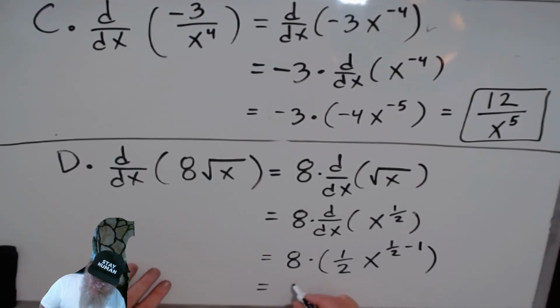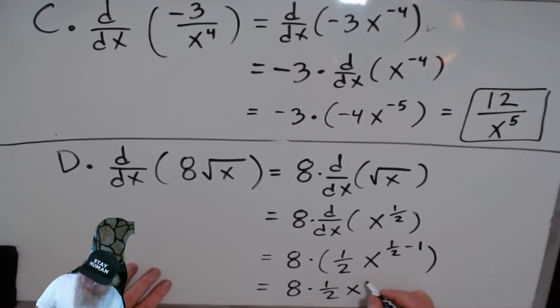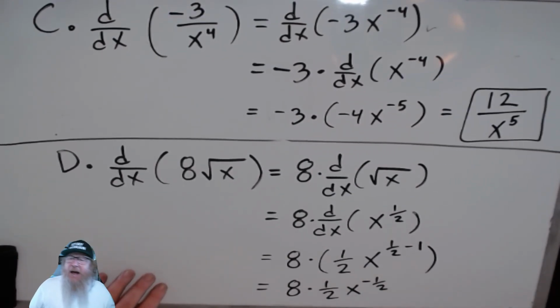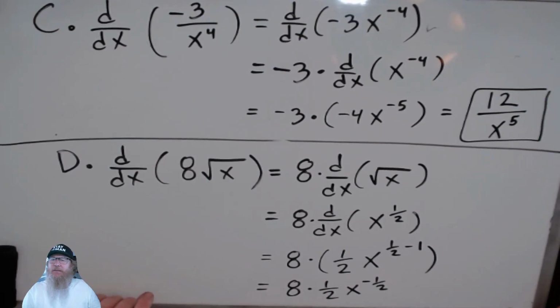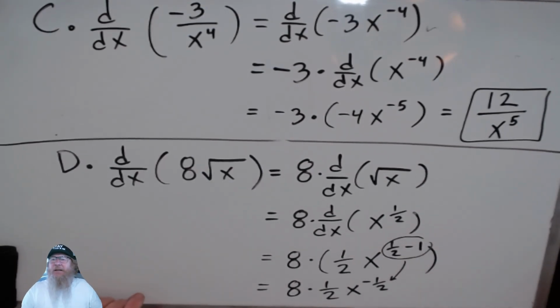So that's going to be 8 times 1/2 x to the negative 1/2. I'm not going to show the math this time. I'm going to say DIY. Do it yourself. 1/2 minus 1. Do a little scratch work. You're going to get negative 1/2.